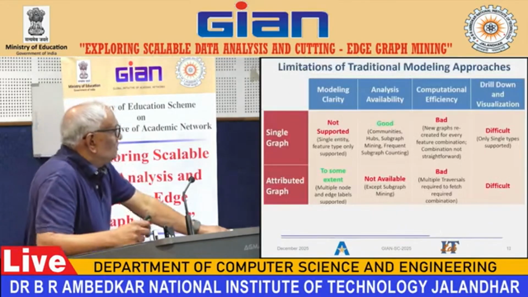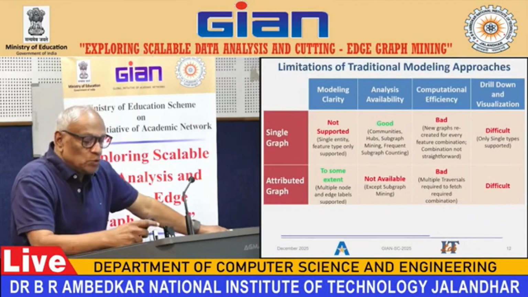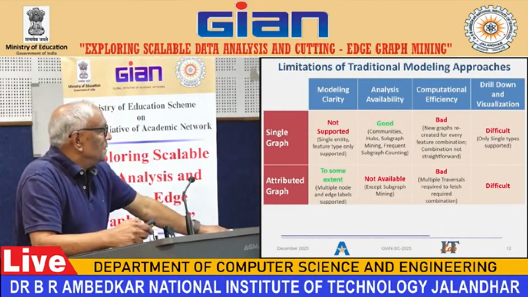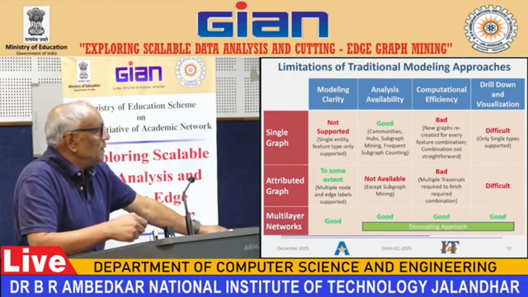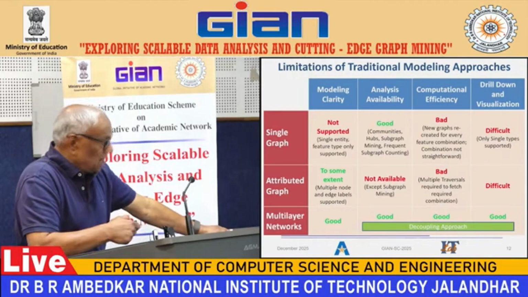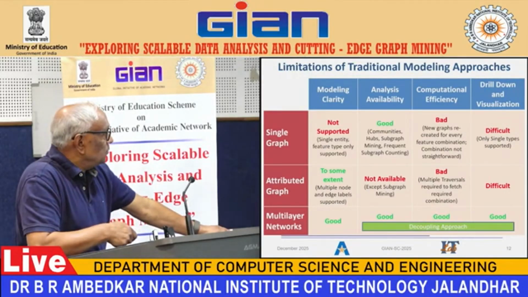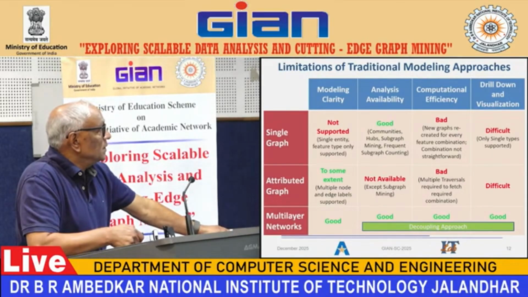So this is what I showed you yesterday. I think here I'm just going to add. So now we have 3 different types of graph models: single graph, attributed graph, multi-layer networks, and we are comparing them with modeling clarity, analysis availability, computational efficiency, drill down and visualization.